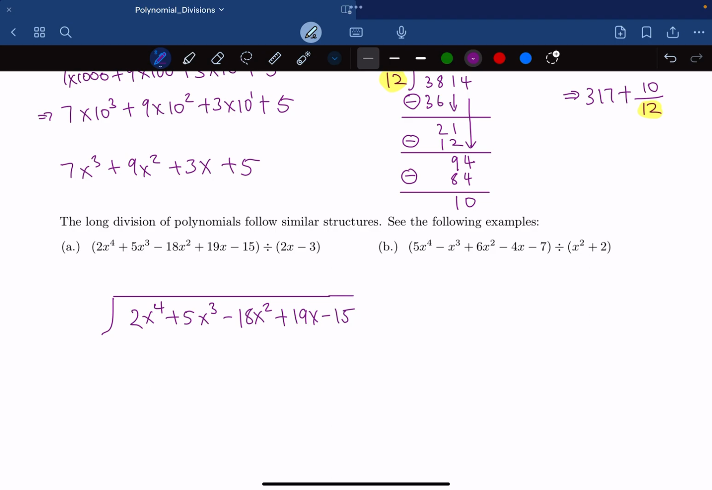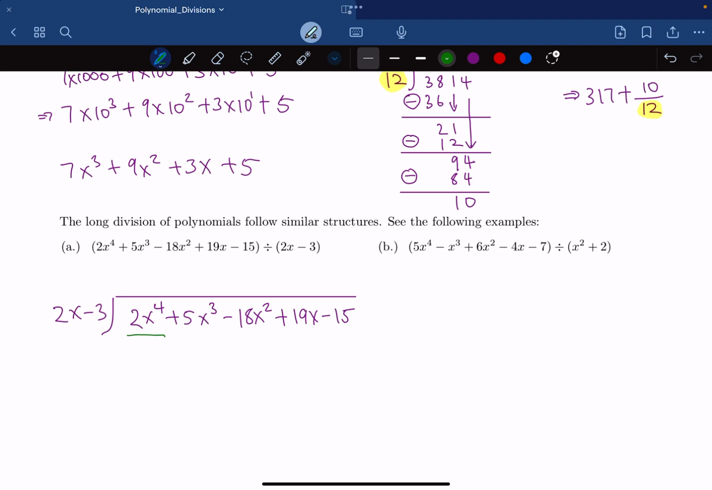And then now I put my divisor, 2x minus 3. Okay, so now for long division with polynomials, it sometimes is actually a little bit easier because I only have to focus on the first term of each polynomial.